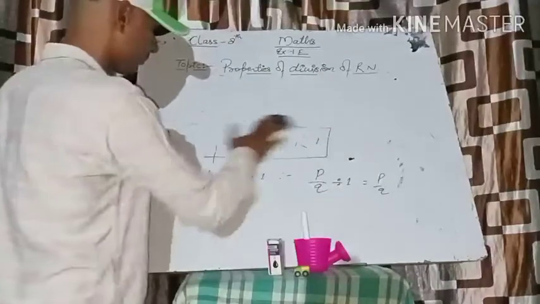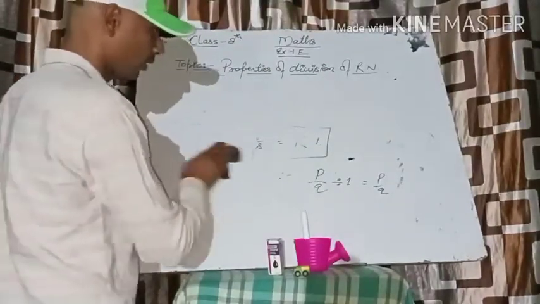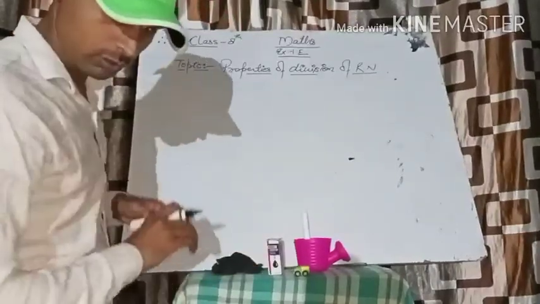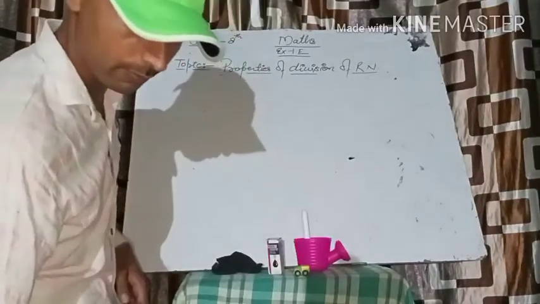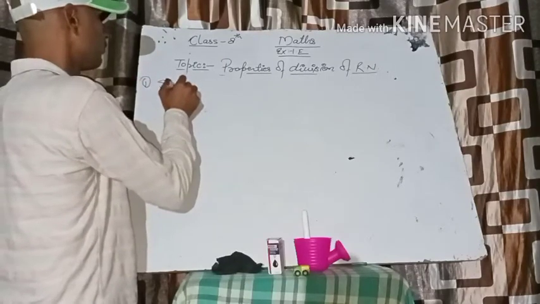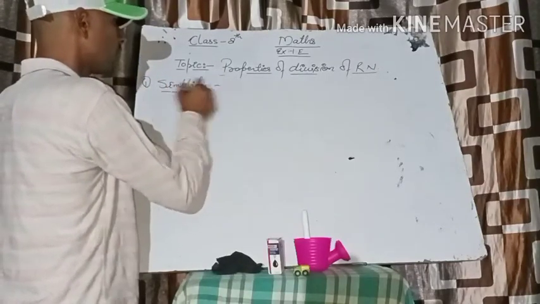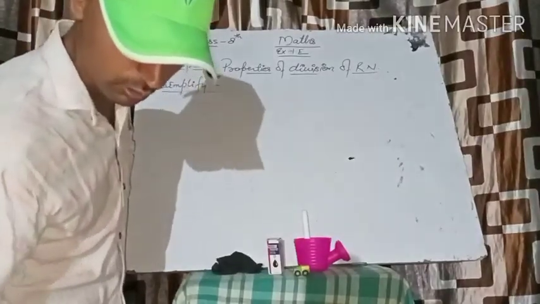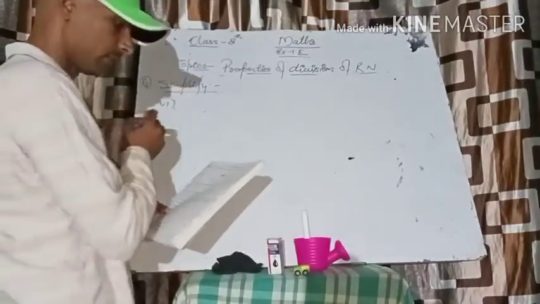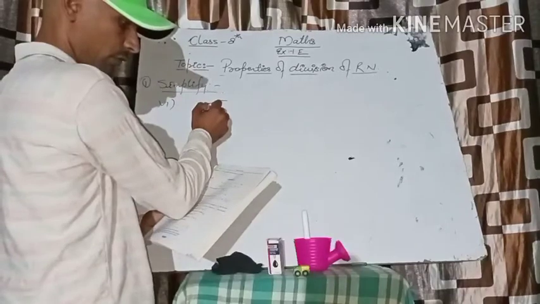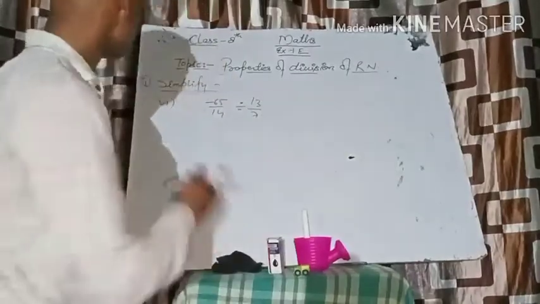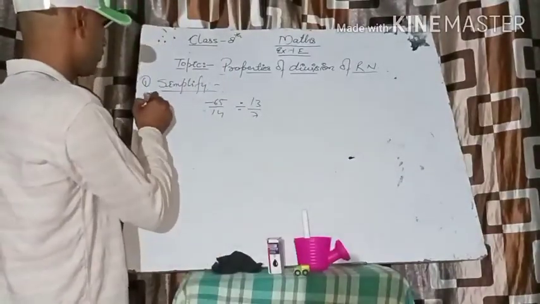Exercise 1.A. The first question is simplify. We are doing the 6th part of question number 1: minus 65 upon 14 divided by 13 upon 7. So this was your question, and now comes the solution.